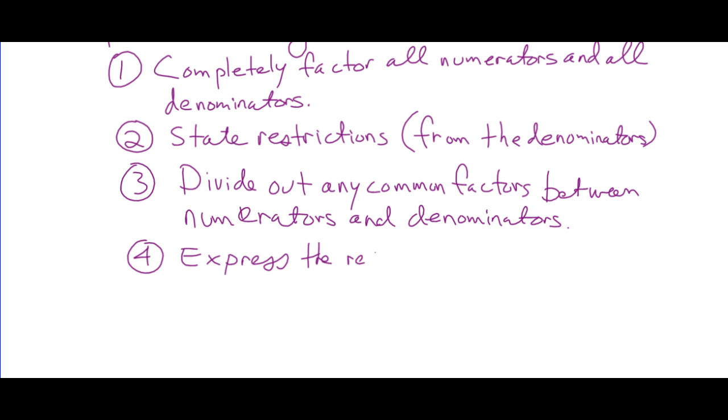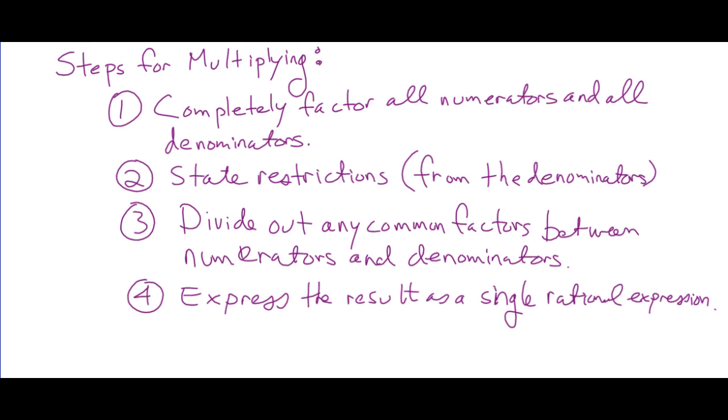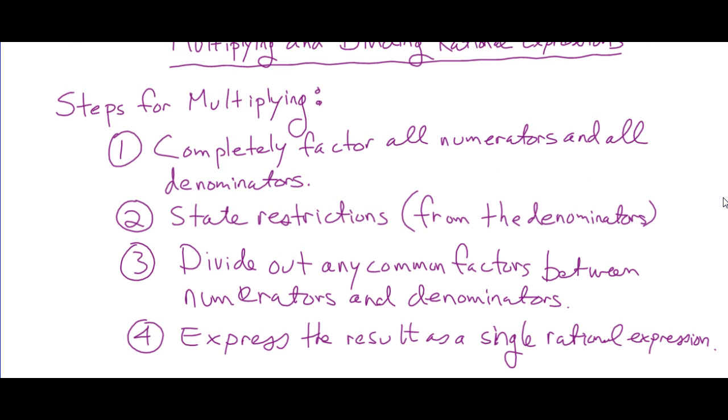Express the result as a single rational expression. So that's multiplying. If we want to divide, then we have a couple of additional steps. So dividing, first step is change division into multiplication by multiplying by the reciprocal.